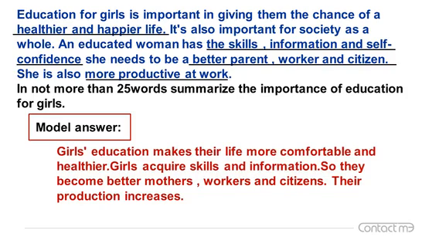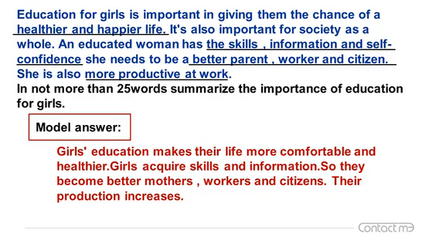Girls' education makes their life more comfortable and healthier. Girls acquire skills and information, so they become better mothers, workers, and citizens. Their production increases. There is no model answer in a summary. Students write different answers, but you have to keep to the key sentences, and you have to write in a paragraph, a short paragraph, not more here than 25 words. You can write up to 30 words. This is not a model answer.